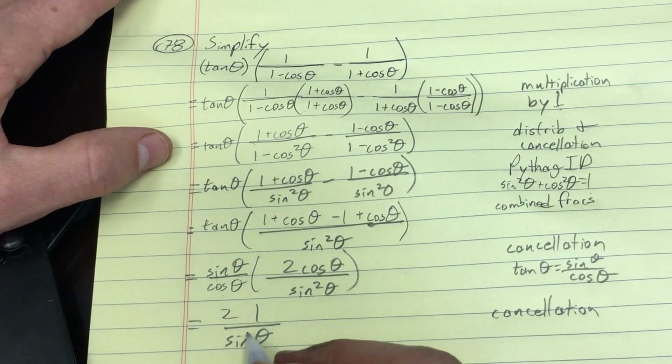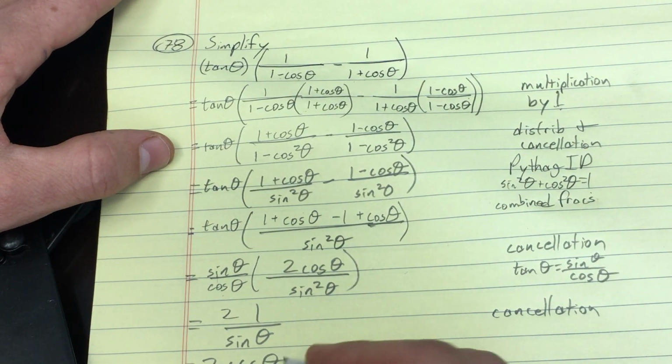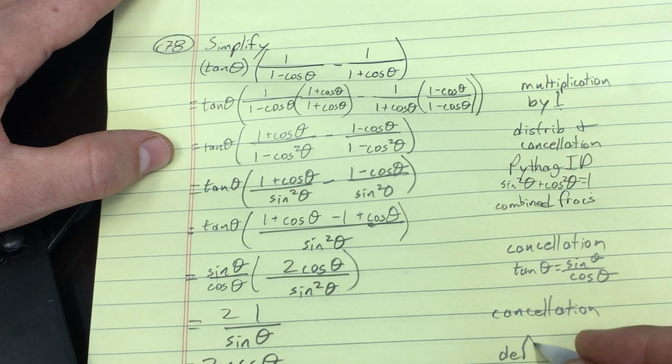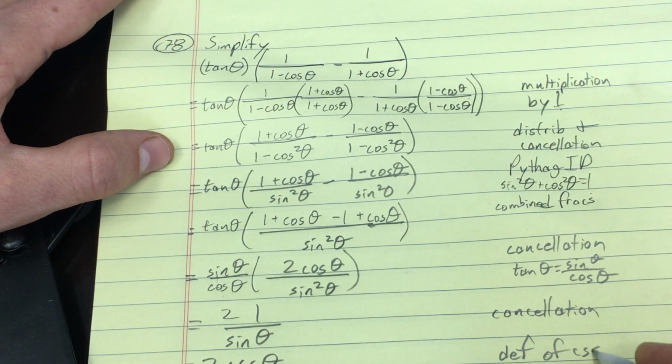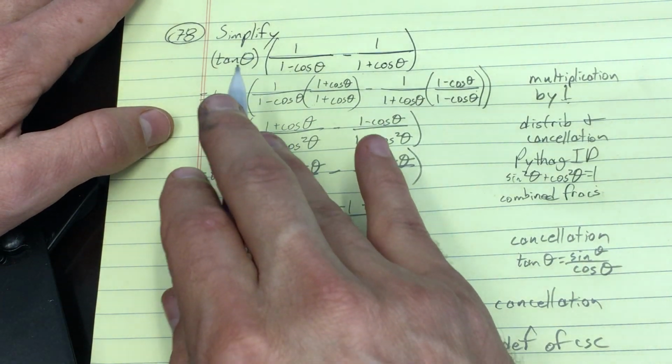And then what's 1 over sine theta? That is, let's see, cosecant theta. And I believe that's the definition of cosecant. So I think we'd all agree that 2 times cosecant theta is a lot simpler than that.